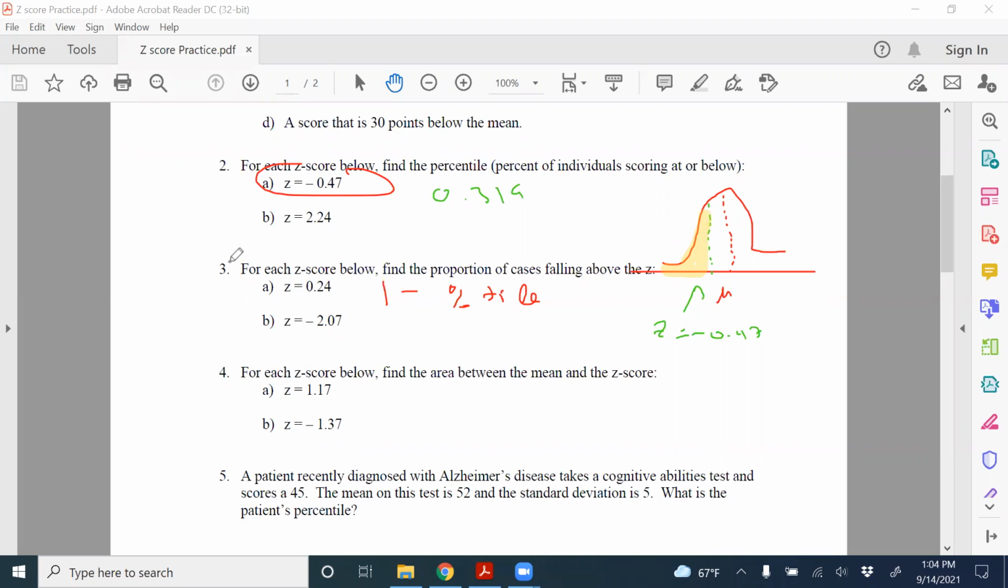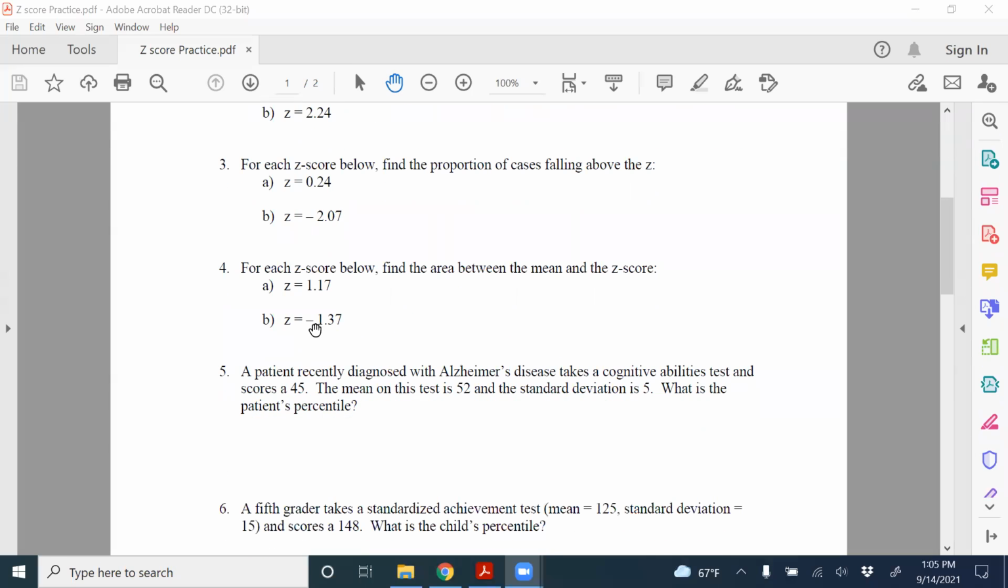So for number 3, we ask find the portion of kids falling above the z-score. They want everything to the right now. So in this case, you have to do 1 minus what they give you in the calculator. Actually, you know what? Let me take this back a little bit. You could also approach number 3 in this manner as well. It was not wrong what I just said, 1 minus percentile. But you could also do this too.